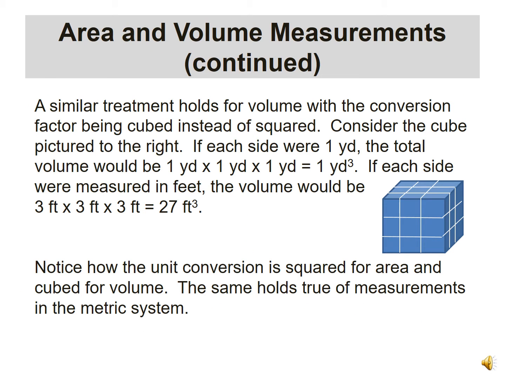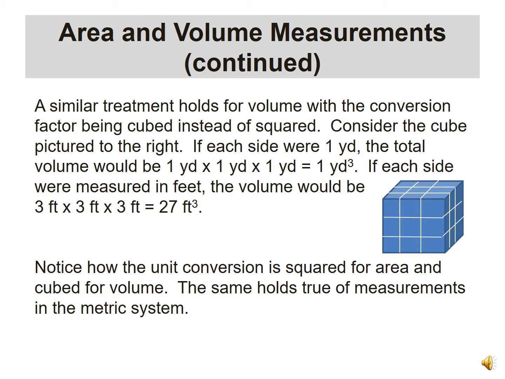If we extend that and look at volumes a little bit, there's a block drawn there on the right-hand side, and that block is 1 yard on each side, and I've broken it into 1 foot segments, so there's 3 1-foot segments on each side. If I want to find the volume of that block, I would take the length times the width times the height. If I think of it in terms of yards, that's 1 yard times 1 yard times 1 yard is 1 cubic yard. If I measured it in feet, then each side is 3 feet, so it would be 3 feet times 3 feet times 3 feet, and the volume would be 27 cubic feet.